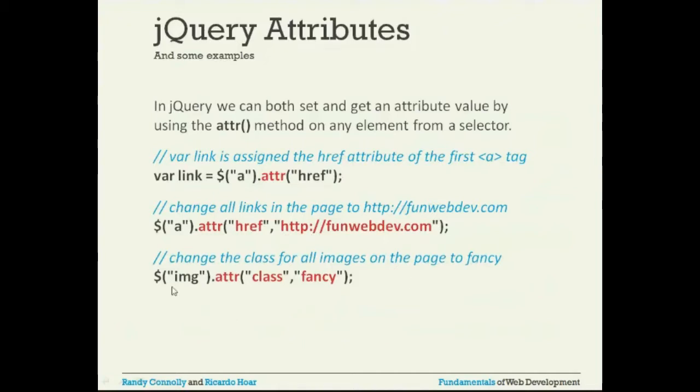If you want to change the class, we can do that. Dollar, this is the jQuery shortcut notation, inside the brackets img. It is going to select all the img elements, dot attr, and the first parameter is the attribute. You are going to select the class, and you will set it as fancy. The class attribute will be set as fancy.